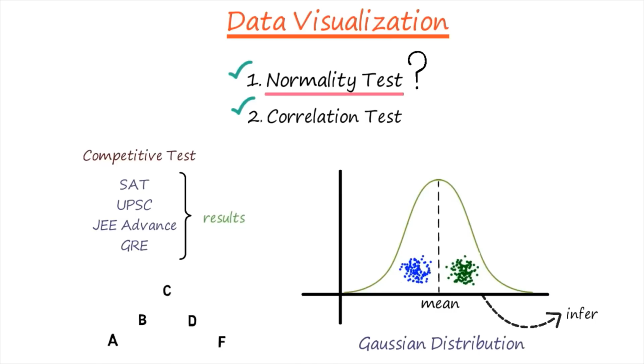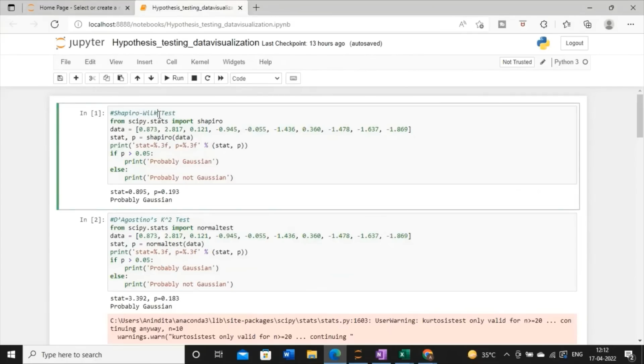So here the first mechanism is known as the Shapiro-Wilk test. The Shapiro-Wilk test is applied on the data set in order to find the data distribution. So now let's talk about the data. These are the data points that we are having.